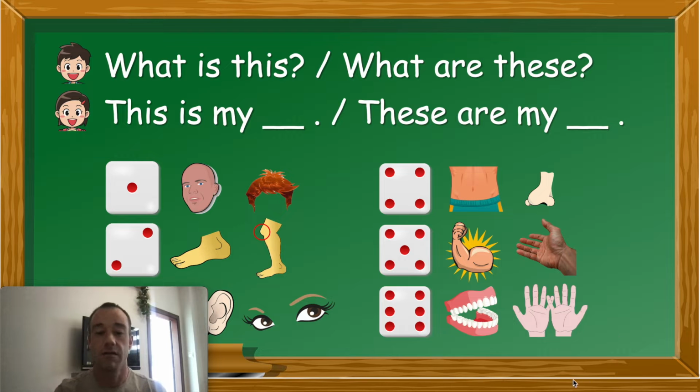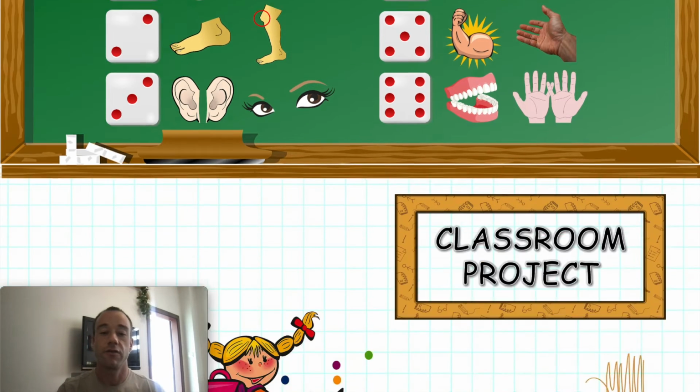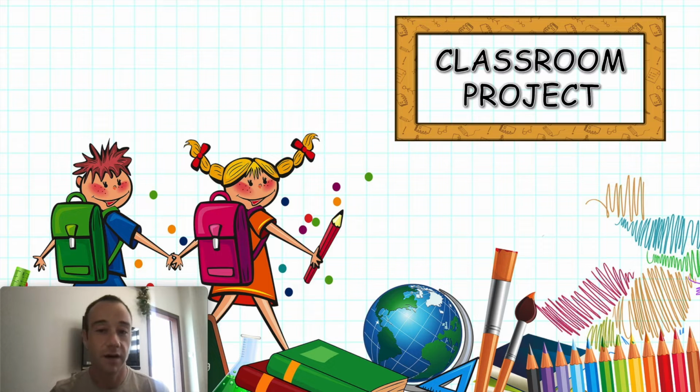Okay, so again, 2 students come up, they roll a 6. Okay, one student says, "What are these?" The other one says, "These are my teeth." Then that same student says, "What are these?" The other student says, "These are my hands." Then they roll the die again for points. Okay, totally up to you. Again, rules not written in stone. However you want to do it is totally fine. There are tons of different options for how you could do this.